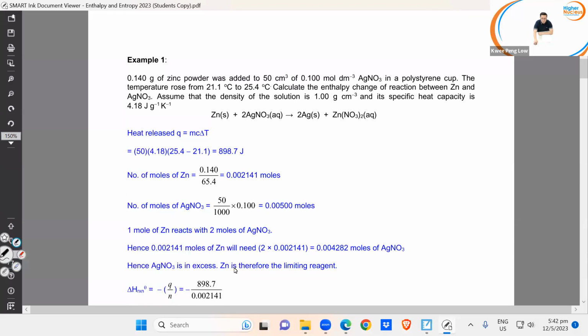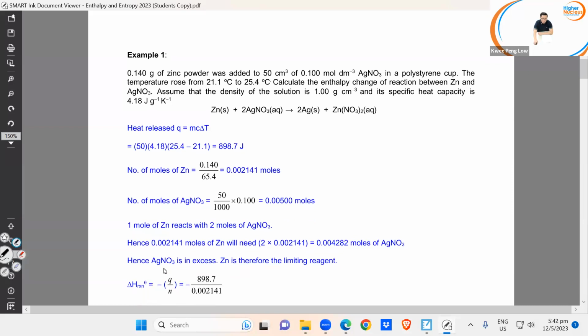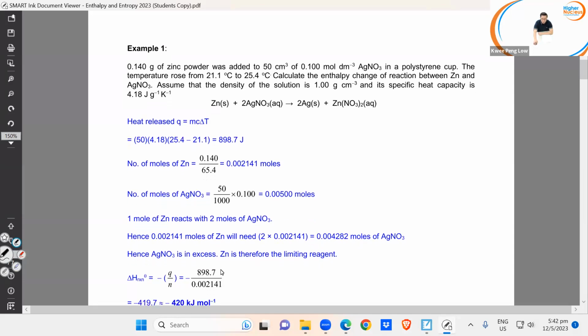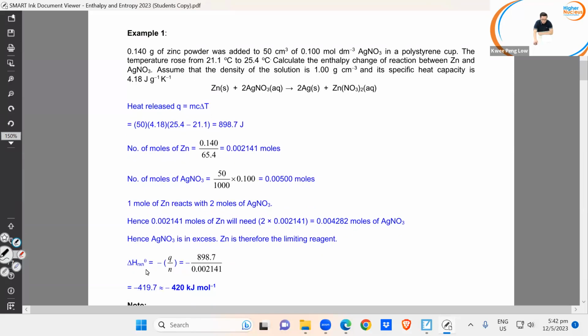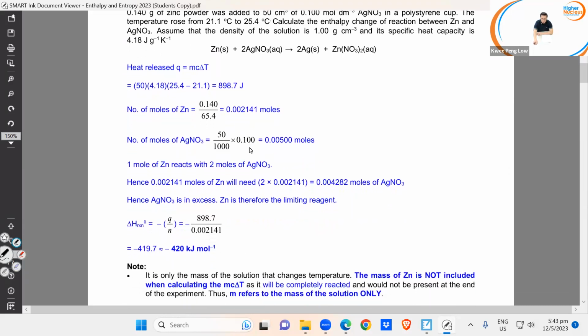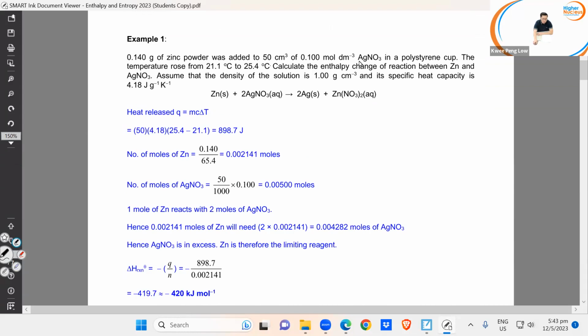So with that, I call my second formula. Delta H equals minus Q over my N. I know my Q, I just found it: 898.7. My N is the number of moles of my zinc. I put it in, and I find my delta H. Initially, the delta H that you found is in joules per mole. You divide by 1,000 to change it to kilojoules per mole, and leave your answer in 3 significant figures. In this example, please take note, your mass of zinc is not included, because when your zinc goes into the solution, as seen from here, your zinc is the limiting reagent. It has been totally used up. So your M here is just the mass of your silver nitrate, that's all.